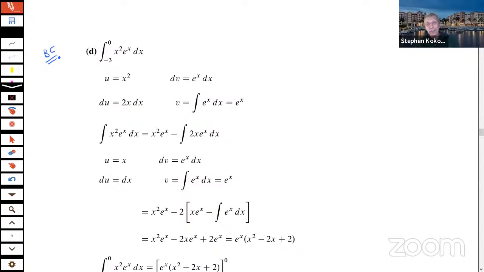All right, how do you do this one? How do you find an antiderivative? What I'm going to do in this problem is ignore the bounds for a minute and just solve this indefinite integral. And then when I'm all done, I'll put the bounds back in.